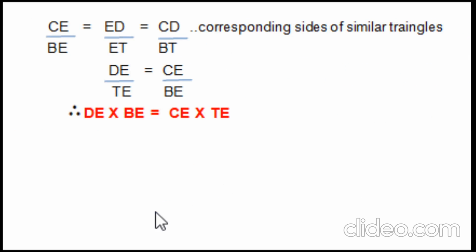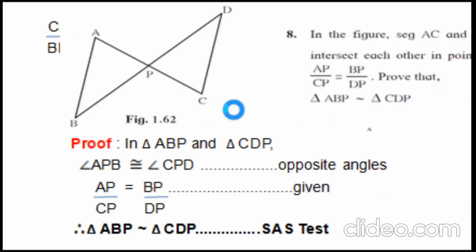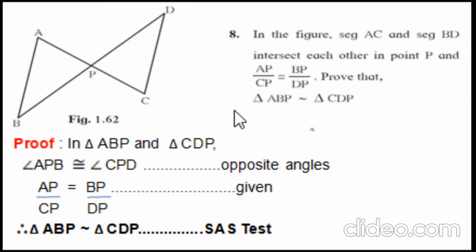Then we are taking the ratios of corresponding sides. CE upon BE is equal to AD upon AT is equal to CD upon BT. It is written as DE upon TE is equal to CE upon BE. This ratio we have taken here, the fraction. Then cross multiply, DE into BE is equal to TE into CE, or CE into TE. Hence it is proved. Question number 8 and question number 9, only 2 remain.